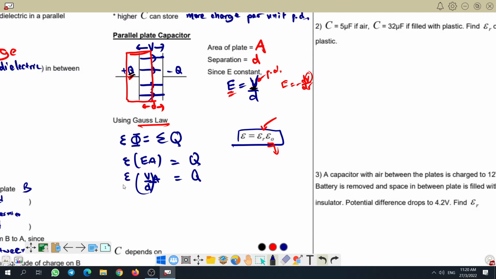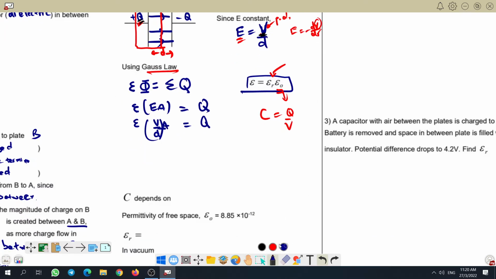Epsilon. What do we want? We want C, which is Q per V. So rearrange, and you get Q per V. Alright, so Q per V, what do we get? We get epsilon, A, per D. That is your C. So epsilon A per D, or epsilon naught A per D.